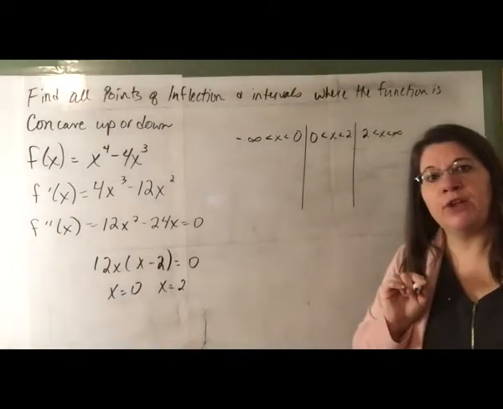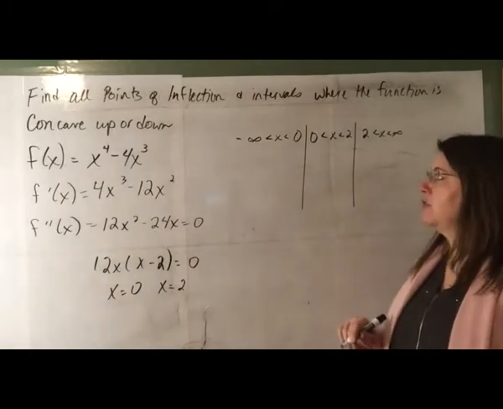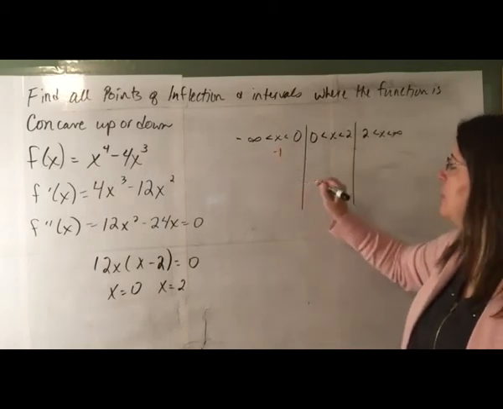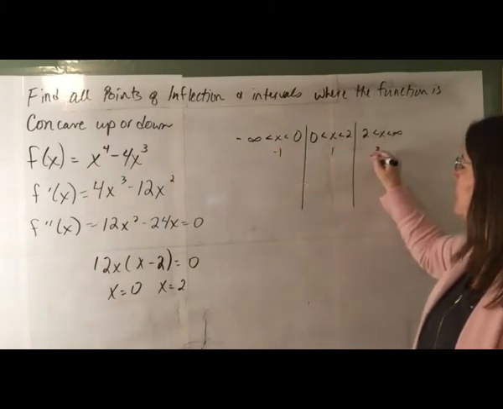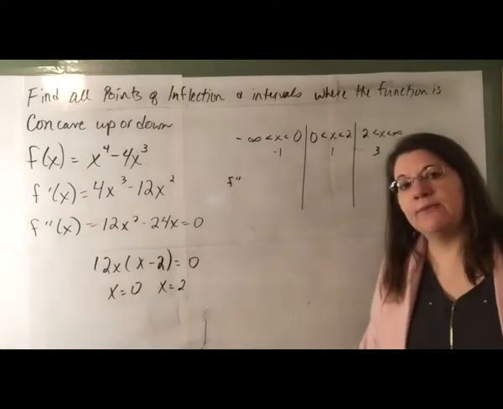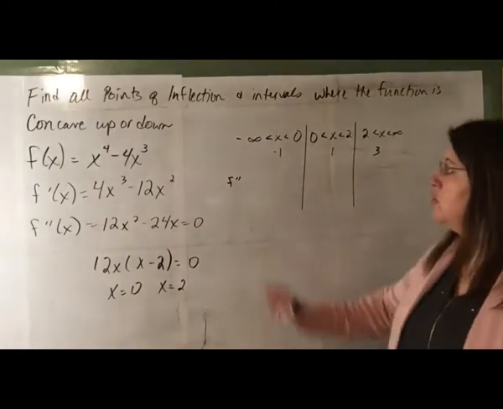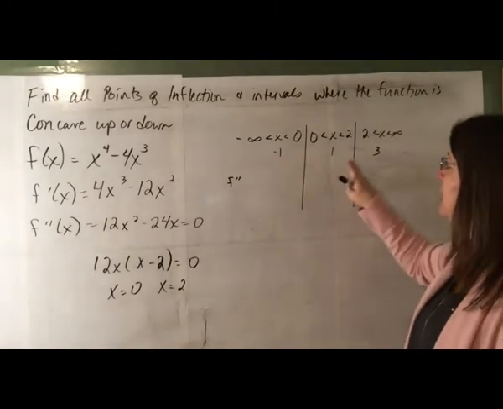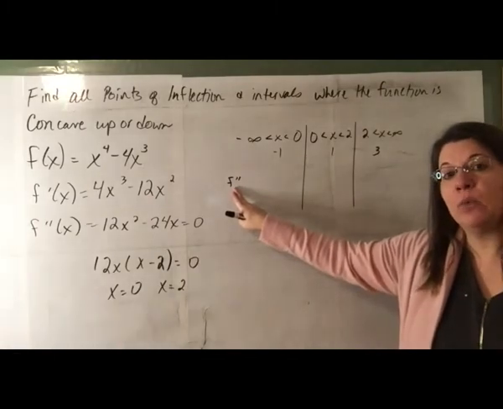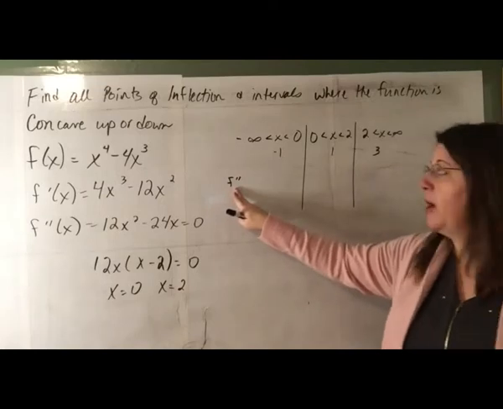So we set our intervals up just like we did for the first derivative test, but now we're going to test the second derivative. I'm going to choose a value within the interval. So here I'm going to choose -1, I'll choose 1, and I'll choose 3. Since concavity is tested based on the second derivative, I'm going to plug these values into the second derivative. Again, I'm only interested in whether it's positive or negative. I do not have to find the exact value.